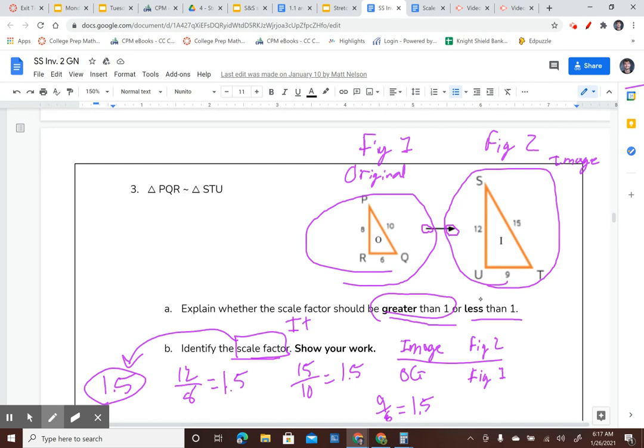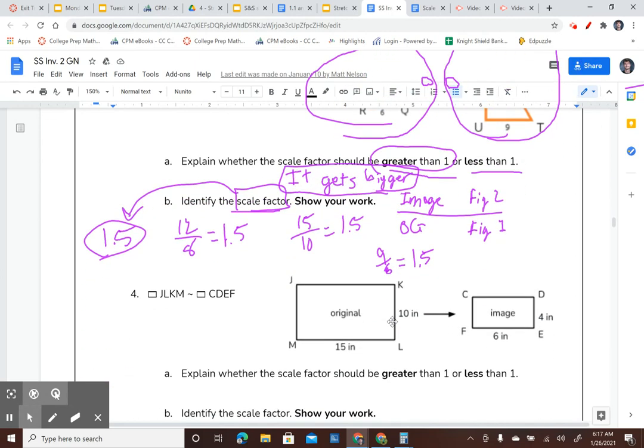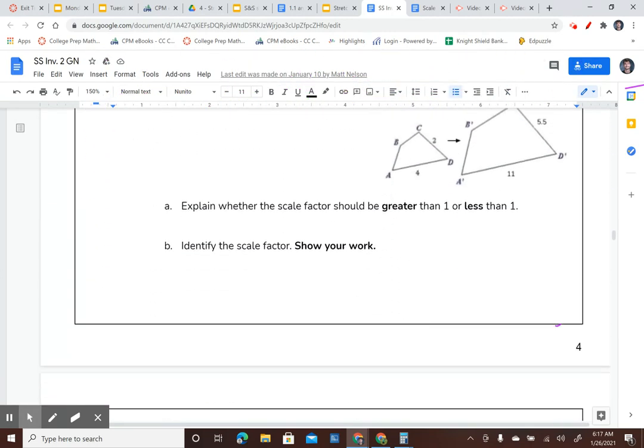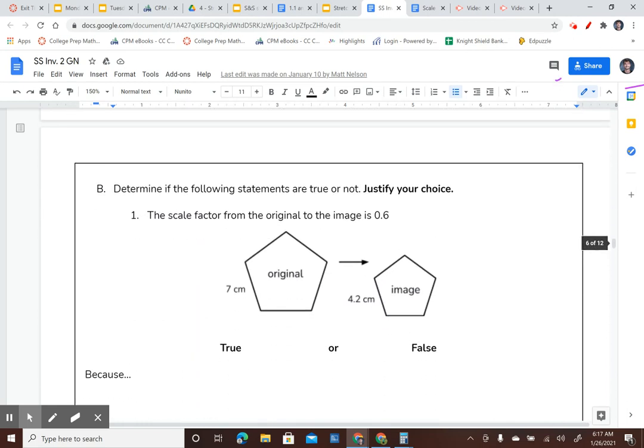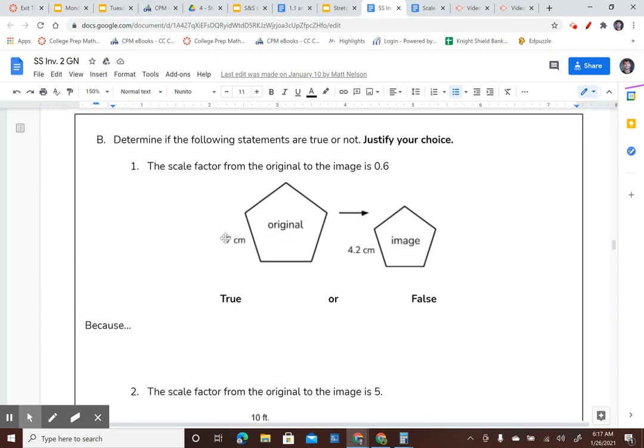All right, so I found that the scale factor is 1.5, and then I said that the scale factor is greater than 1, because not only do we solve, but just by looking at it, the shape gets bigger. It's growing. So that tells me it's going to be larger than 1. And some of these will have multiple sides, like we see here, quadrilateral ABCD. Some of them may have 5 sides. But if it only gives you 1 side length, then that's all you have to worry about.